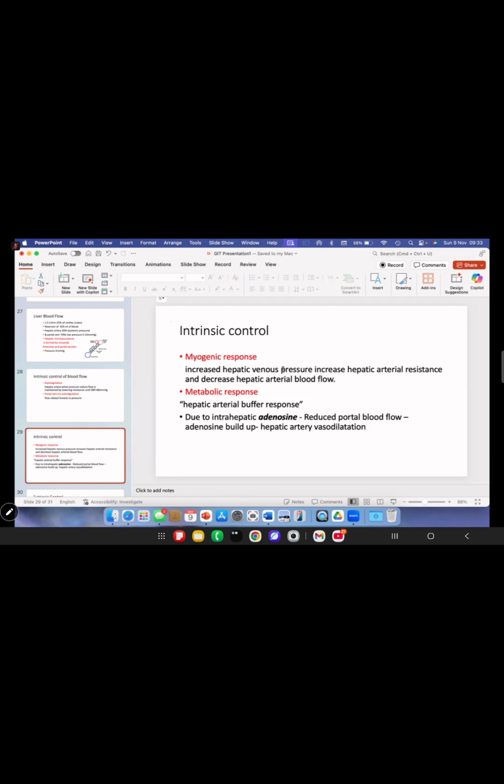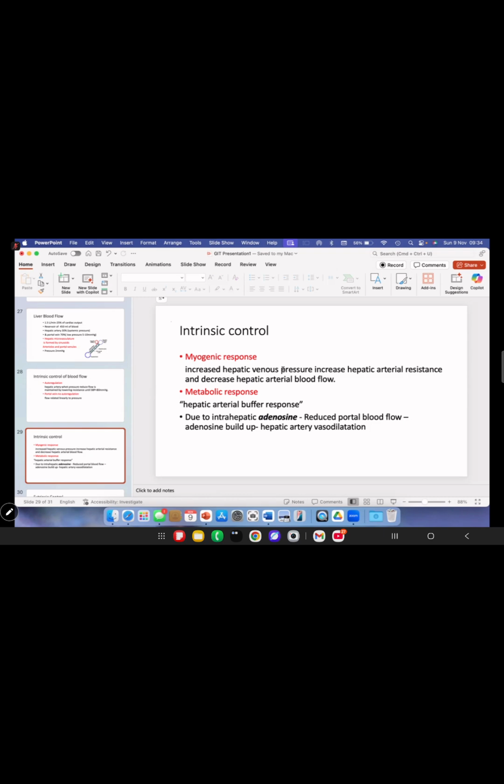The metabolic response is another important thing which will be asked in the exam. What is the hepatic arterial buffer response? Now, if the intrahepatic adenosine increases, that is, if the patient's liver is a little bit hypoxic, adenosine will be increased and portal blood flow reduced, and sorry, the adenosine build-up causes hepatic arterial vasodilatation, right? Adenosine is a vasodilator, right?